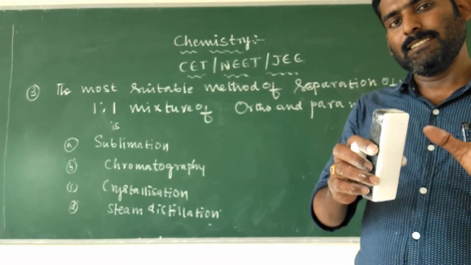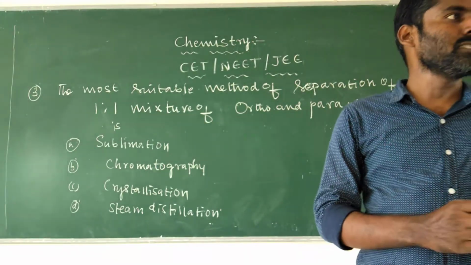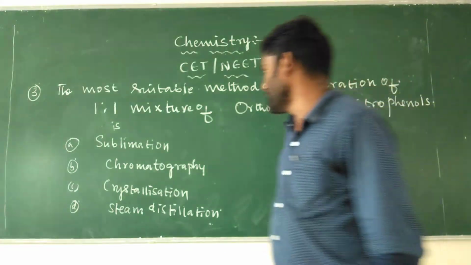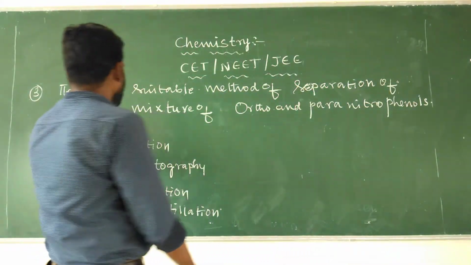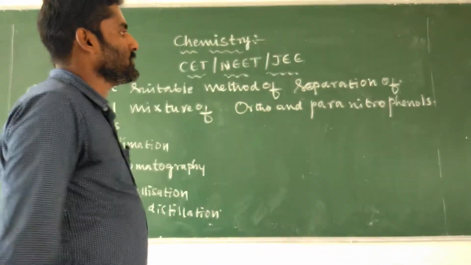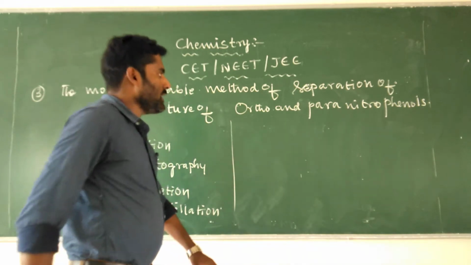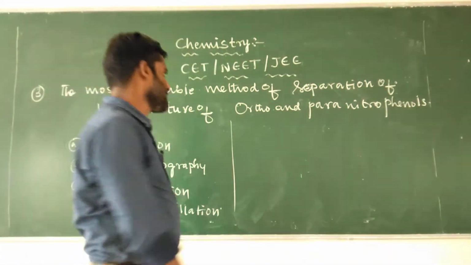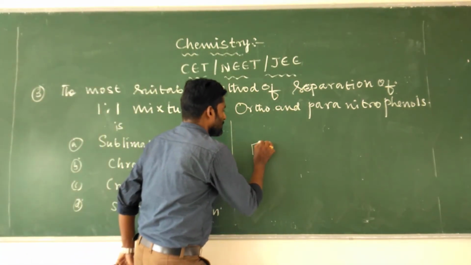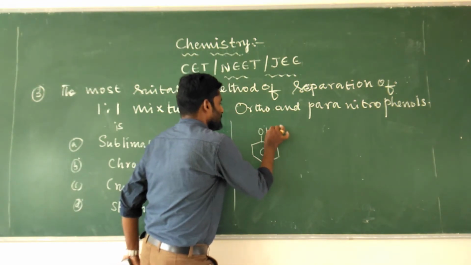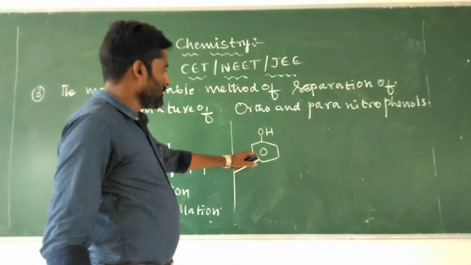Among these methods, which one is the most suitable for the separation of a 1:1 mixture of ortho and para-nitrophenols? Let us take ortho and para-nitrophenols. So this is the phenol, C6H5OH, phenol.